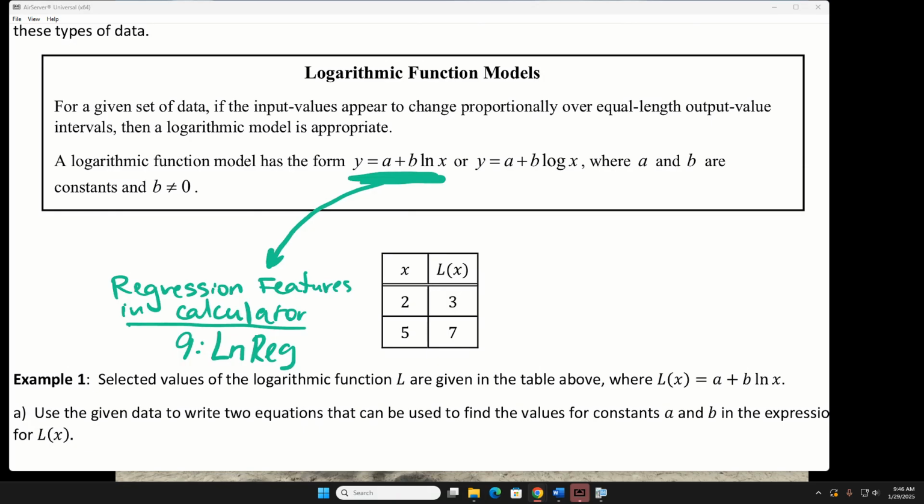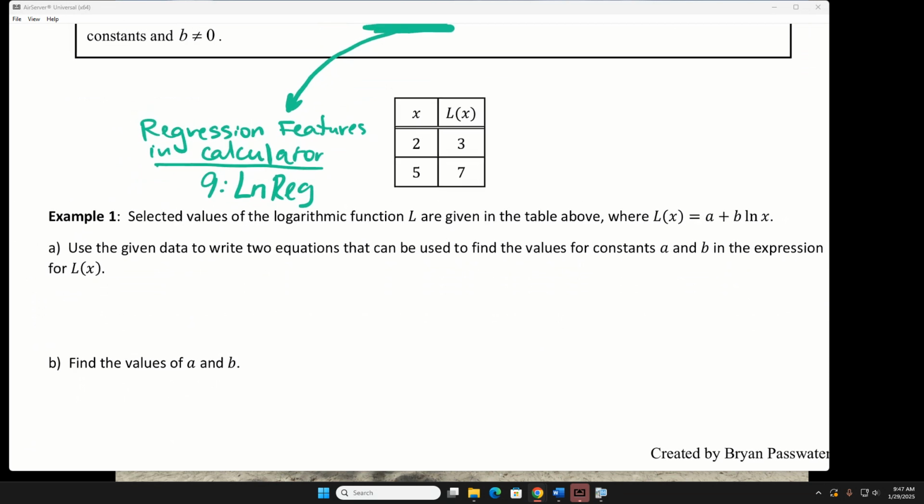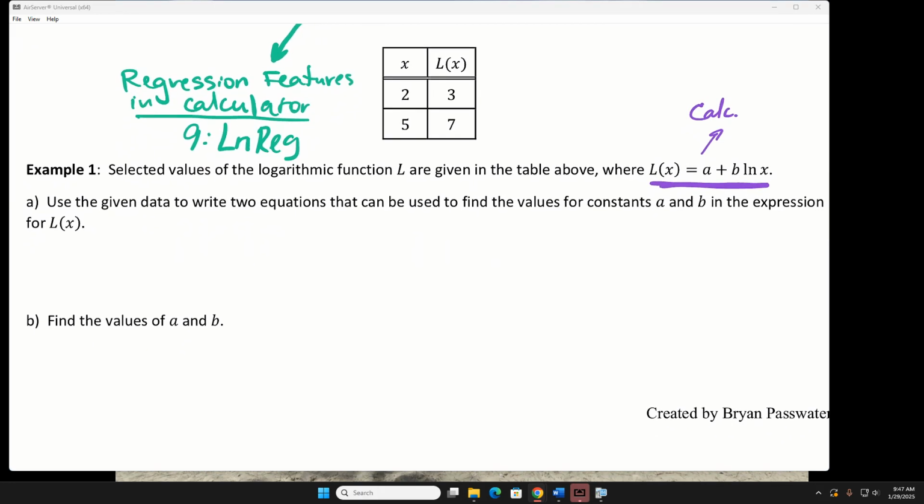So we'll go through these, and each one I'm going to ask you, can we do the regression in the calculator, or do we have to do it another way? All right, so this first one, we just have a table of values. It doesn't have contextual information attached to it. And we are going to find L, where L of x is a plus b natural log of x. Can I use the calculator on this one? Yes. So I'm going to see if you guys can remember how to do it. No, just kidding. We'll hold off on the calculator for a second.